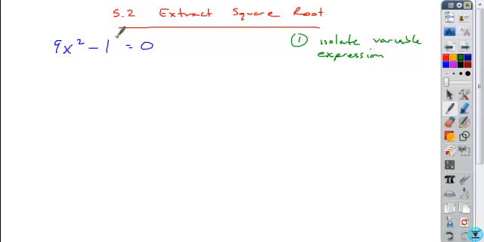So here we would add 1 to both sides. We then divide by 9, and you get x squared is equal to 1 over 9. So we completely isolated this variable. What you're then going to do is extract that square root.